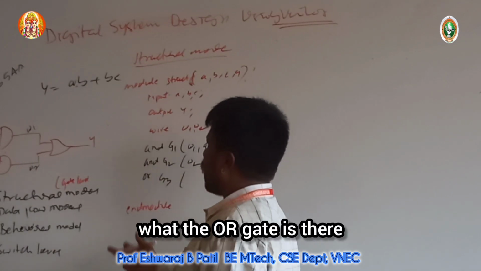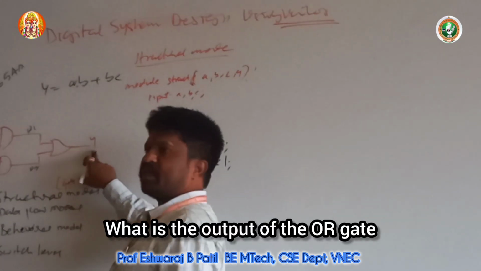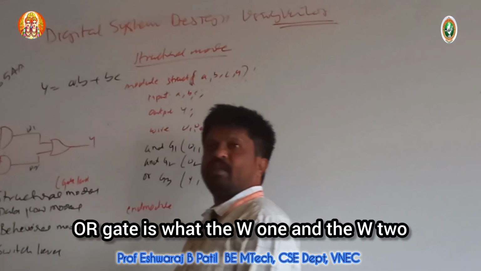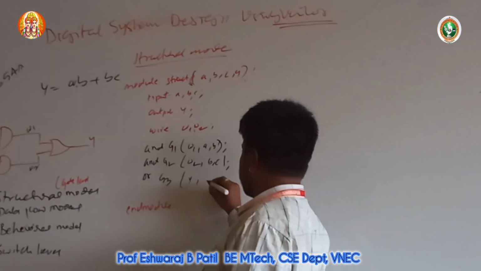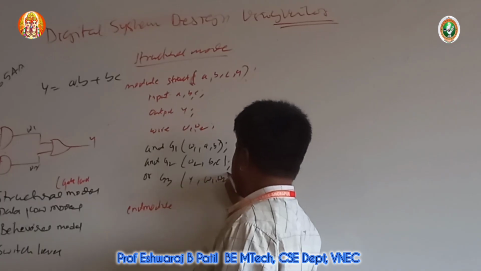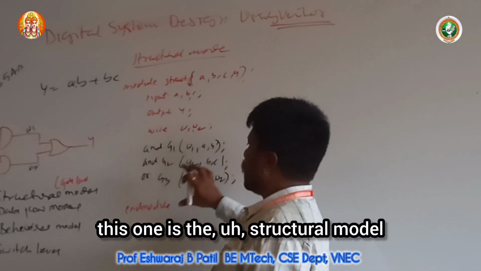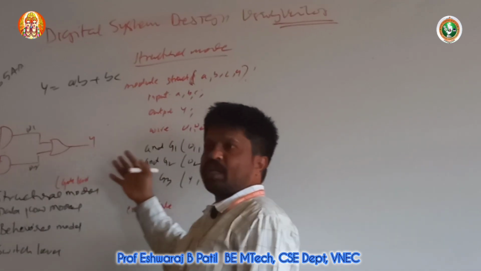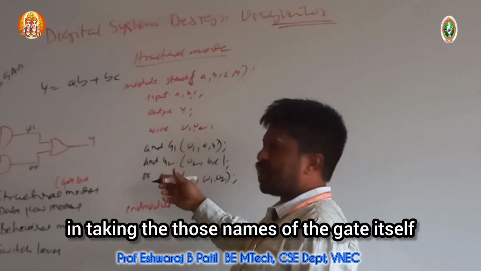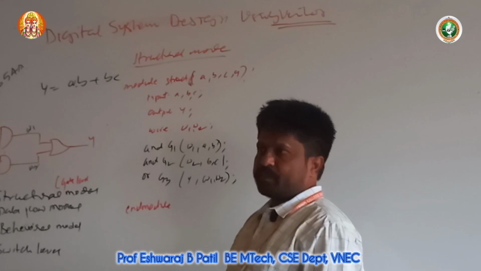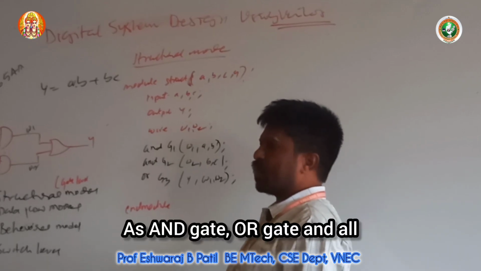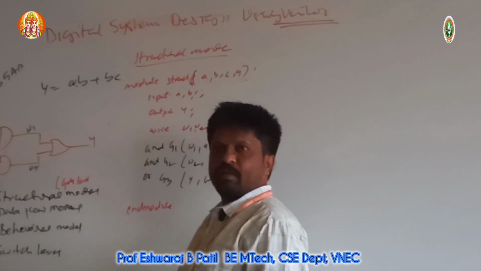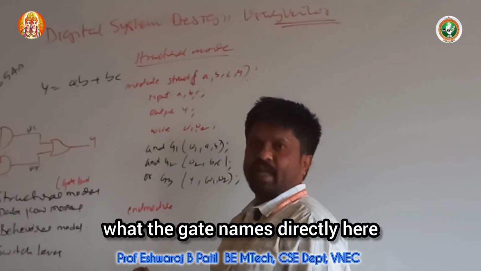The third one is the OR gate. What is the output of the OR gate? Y, and the inputs for this OR gate are W1 and W2. Why do we call this the structural model? Because we are just observing what the gates are. I'm taking the names of the gates themselves as keywords here, as AND gate, OR gate, and so on. That's what we call the structural model or gate level modeling, because we are using the gate names directly here.